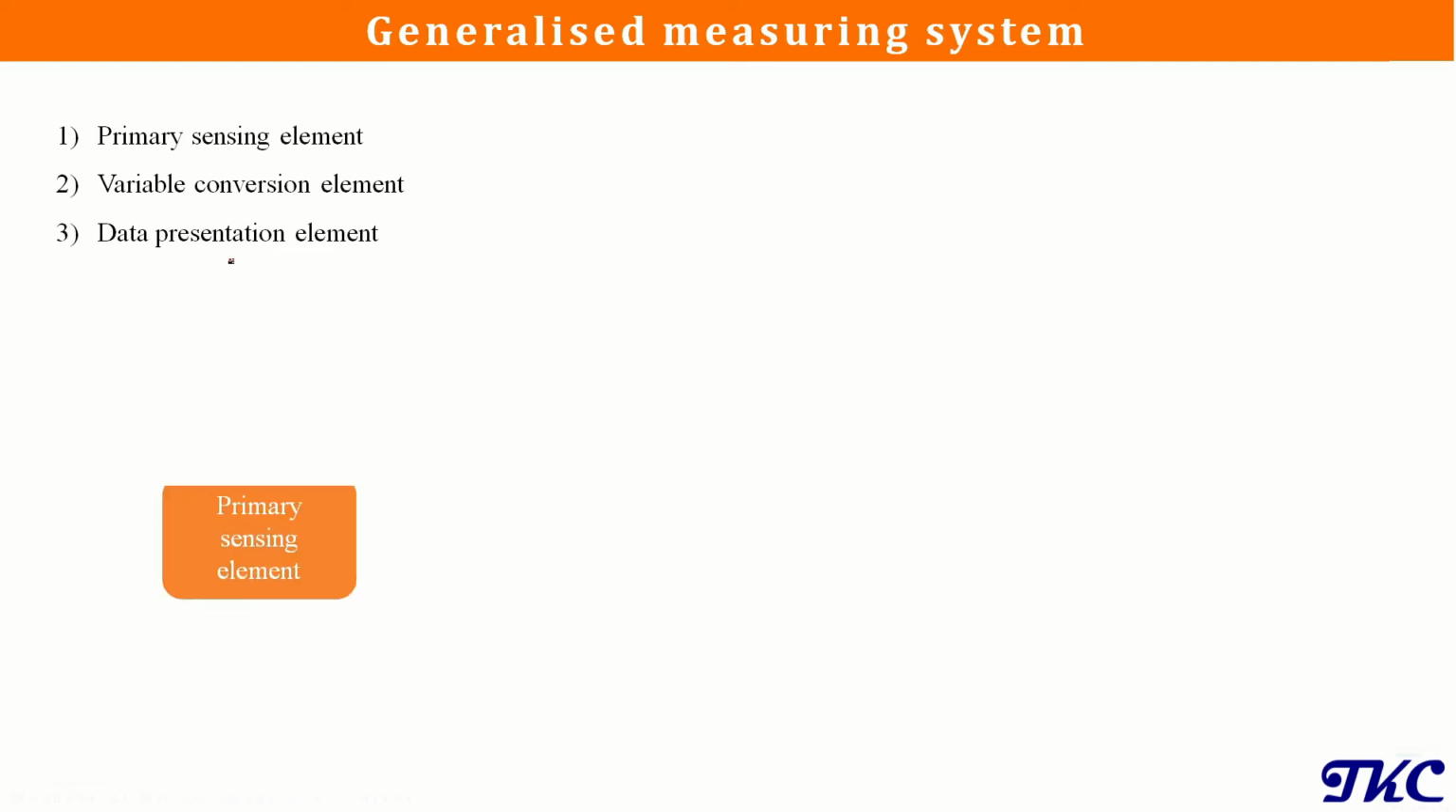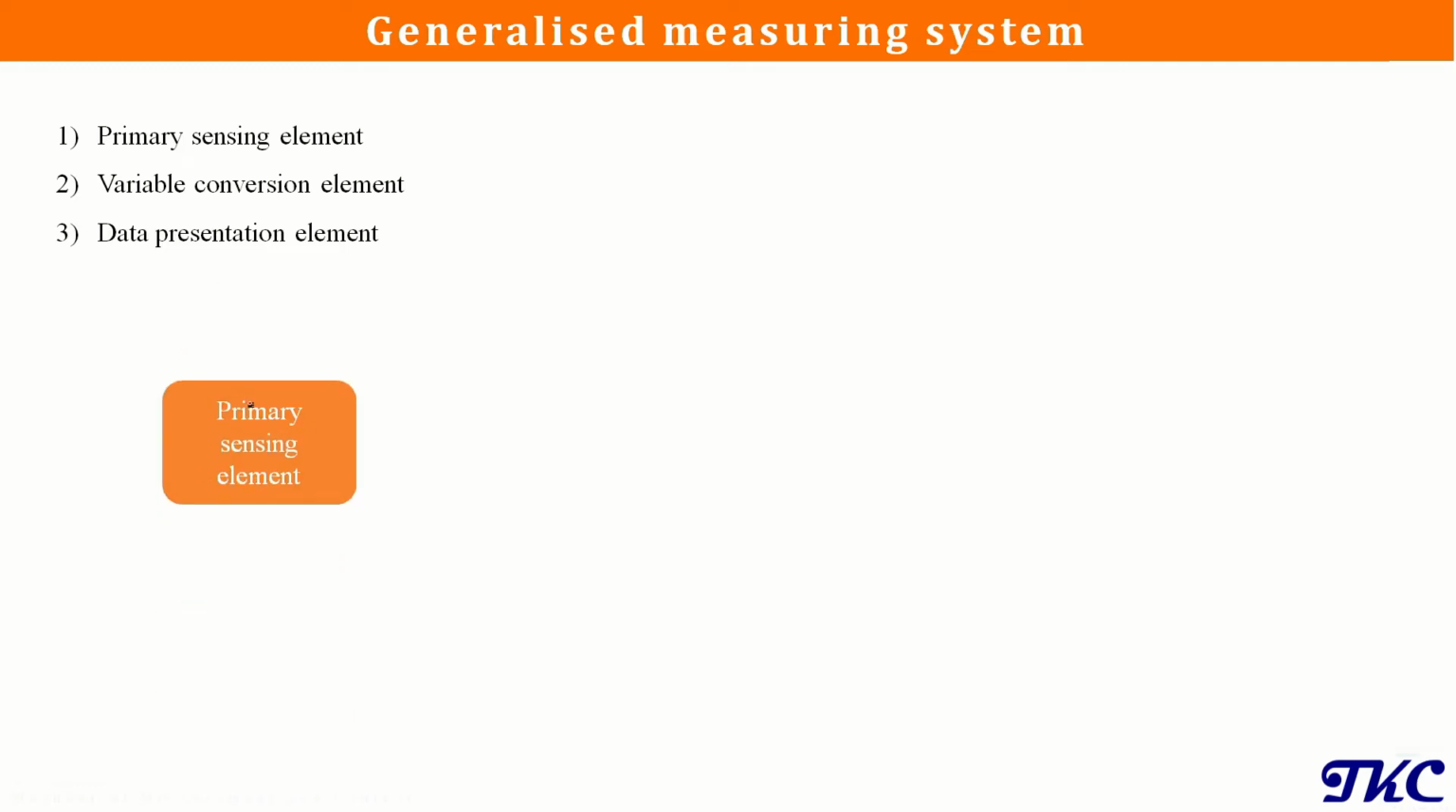Now let's see what the different elements related to the generalized measuring system are. The first one is the primary sensing element, the second one is the variable conversion element, and the third one is the data presentation element. Now let's see what these elements are, and what different elements we can have in these broad categories.